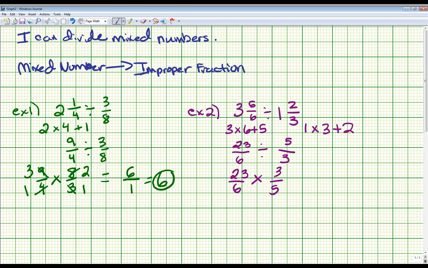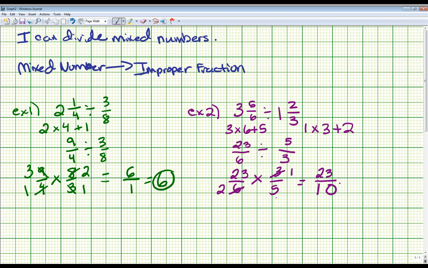I know that 3 can go into 3 and 3 can also go into 6, so I can simplify those. 3 can go into 3 one time and 3 can go into 6 two times. 5 and 23 cannot be simplified, and 2 and 23 cannot be simplified. So now we're going to multiply straight across. 23 times 1 would give us 23. 2 times 5 would give us 10.